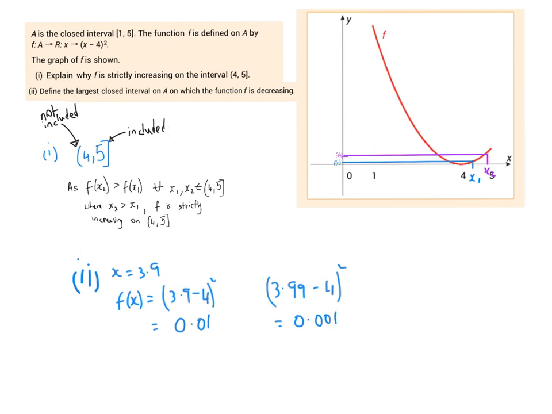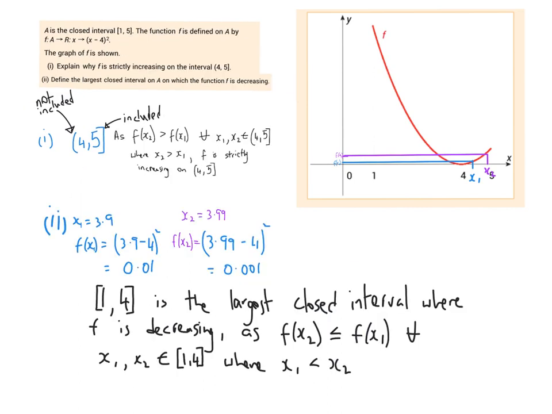So here our largest closed interval is going to be from 1 with our square bracket up as far as 4, again with our square bracket showing that both are included. And writing that in maths then, we have 1, 4 is our largest closed interval where f is decreasing, as f of x2 is smaller than f of x1.